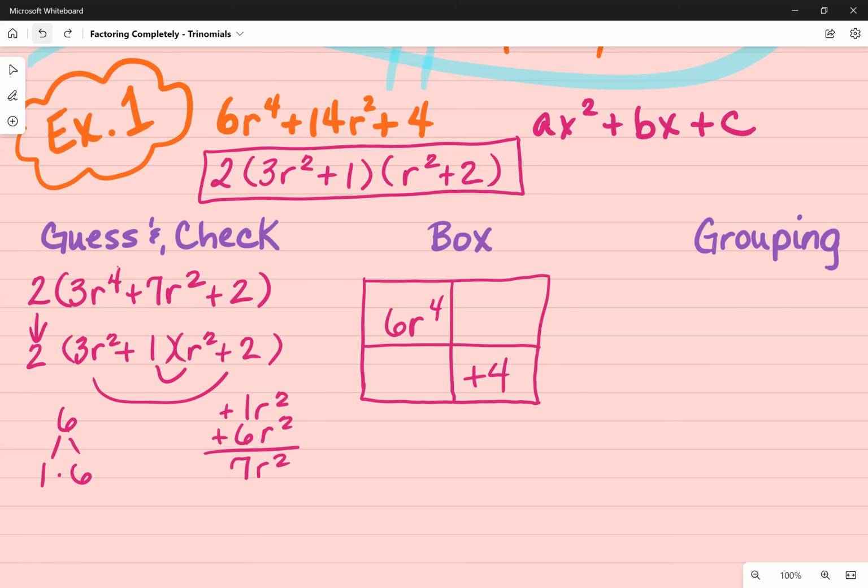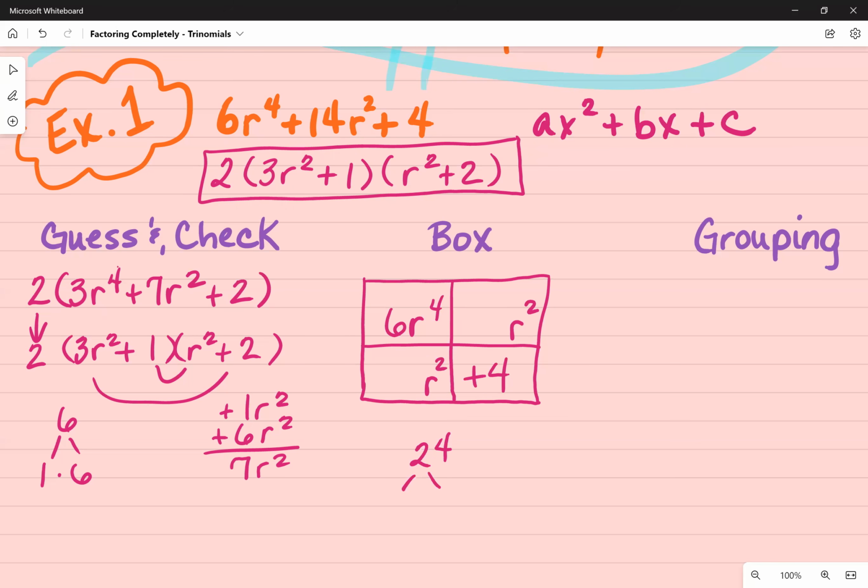So for my first term, I have the 6r to the 4th, the last term 4. If I multiply them together, that ends up being 24. I'm looking for 2 terms that will multiply to give me 24, but when I add them, they're going to give me 14r squared. So I want to remember that I'm replacing the 14r squared. So I'm going to go ahead and put my r squared here so I don't forget.